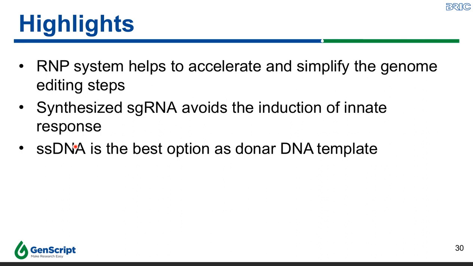So here I would like to summarize what I have just mentioned before. The use of RNP systems helps to accelerate and simplify the entire genome editing workflow. The synthesized sgRNA avoids the induction of an innate response due to its absence of the 5' triphosphate groups. And then ssDNA may seem to be the best option as a donor DNA template.